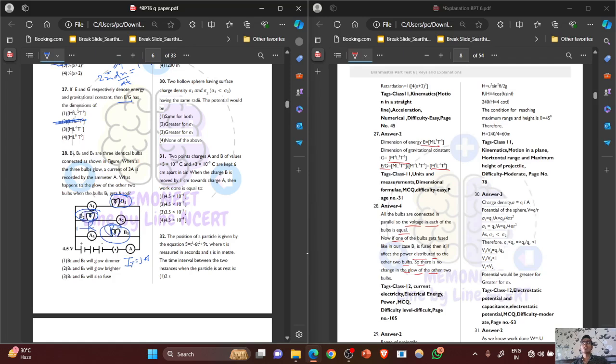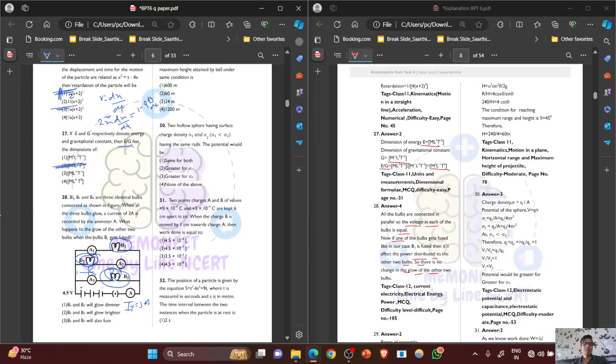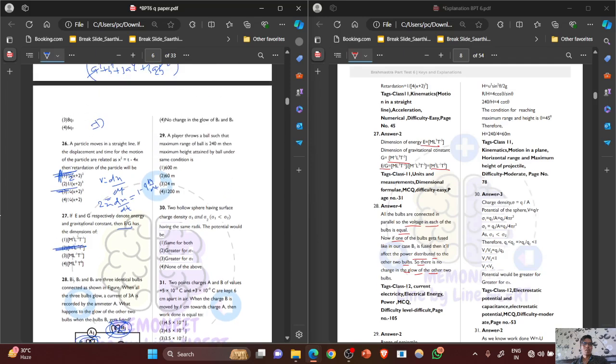If there were a change in the resistance, then it may be possible that there would be a change there also. But here the resistance is the same and the potential across B1, B2, B3 is the same. So if B1 gets off, it will not affect B2 and B3. So option 4 is correct. I can explain it in another way using resistance and potential. They have also explained it in the theoretical way.